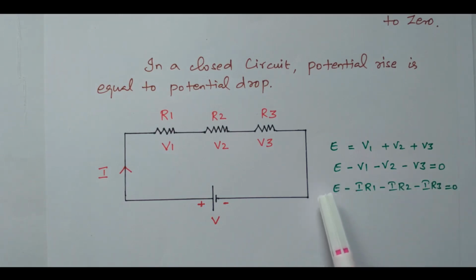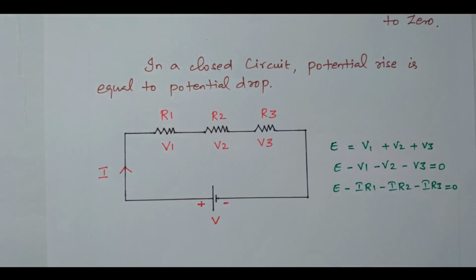The potential in a closed path is equal to 0. The positive sign indicates potential rise, the negative signs indicate potential drop. While adding these, we get 0. So that is the statement given by Kirchhoff's voltage law.